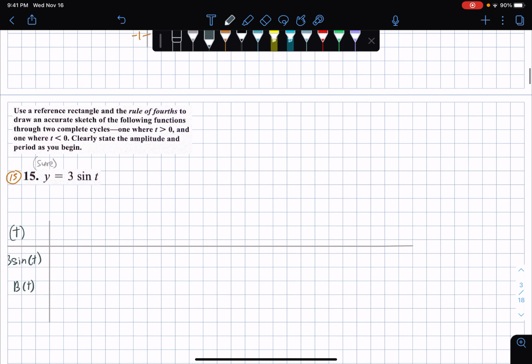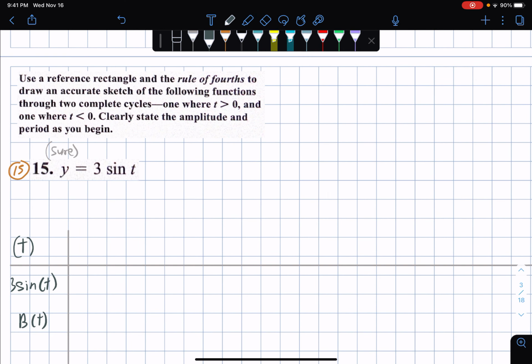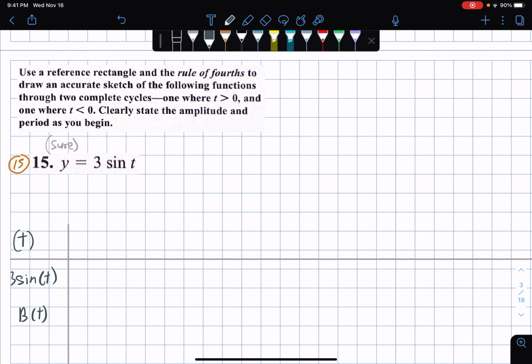Number 15. So it says here, use a reference angle and the rule of fourths to draw an accurate sketch of the following. So state the amplitude and period. This time we're not only required to look for the amplitude, as well as the optional b. You also have to look for the period.